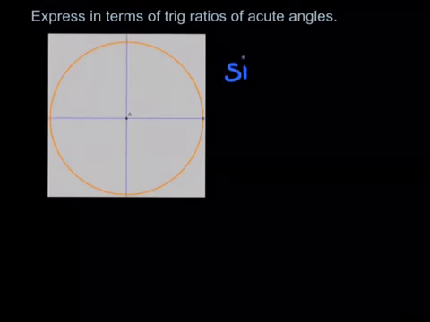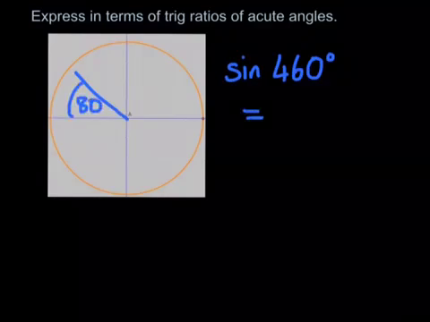Right, so sine 460 degrees goes all the way around, and then on its second turn, it will go as far as 100 degrees here. So I've got an angle of 80 degrees here. Sine is positive in this quadrant, so it's just equal to sine 80 degrees.